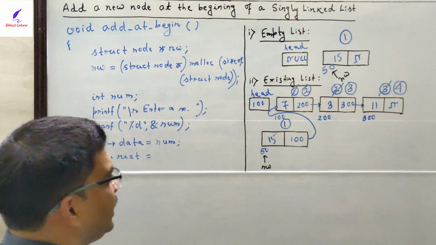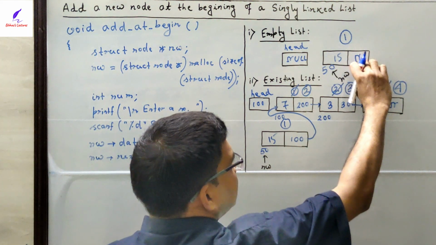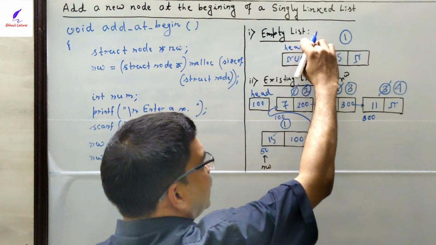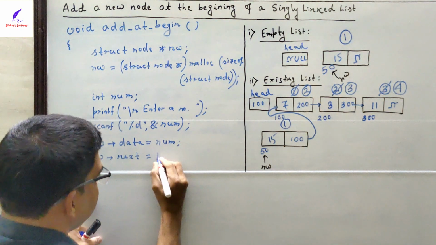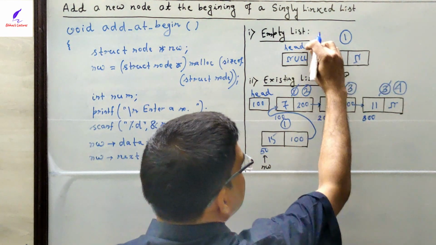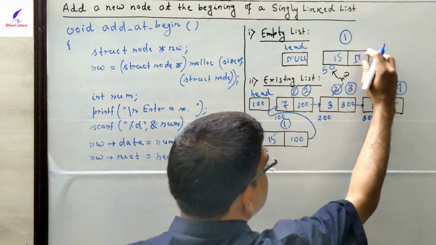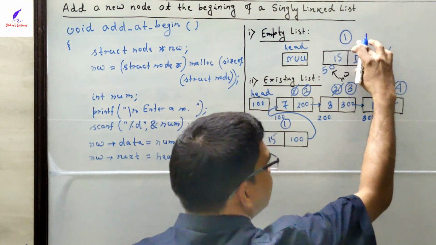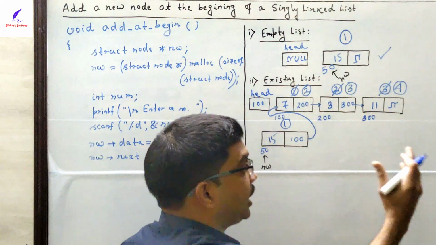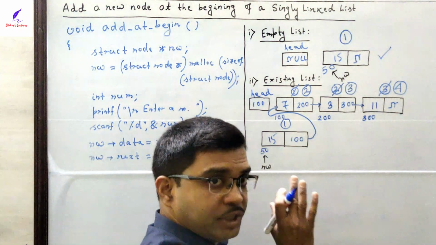So here you check. In case of an empty list we are assigning null, and check which value was null. The null was the value of head. So if we write head in place of NW arrow next, that means the null value will be stored. And it is working fine, because in an empty list, after inserting the first node, this will be the first node as well as the last node. So the last node's next part contains null, so it is working fine.